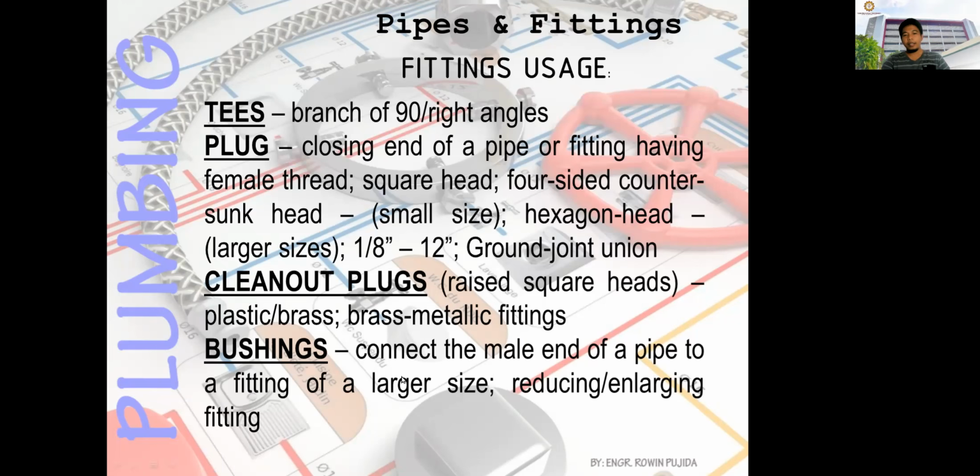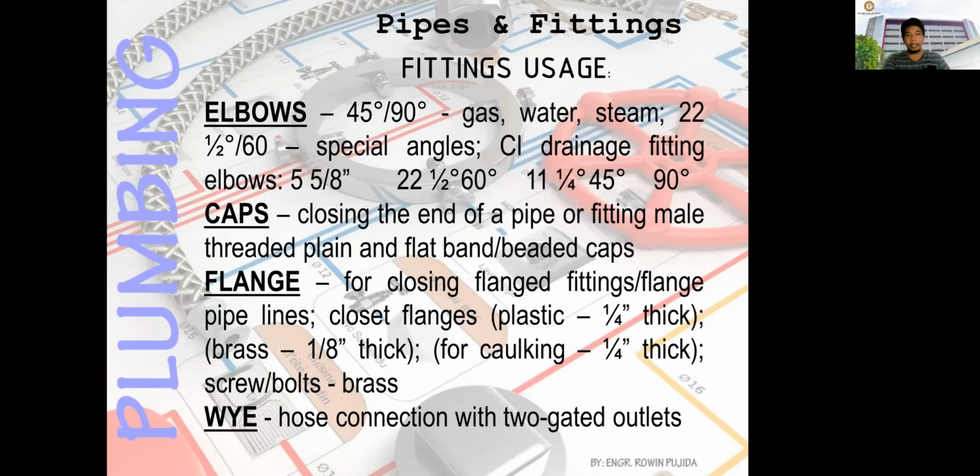Next is the bushing. The use of this is to connect the male end of the pipe to a fitting or a larger size pipe, so reducing or enlarging the fittings. Next is the elbow. You have 45 or 90 degrees elbow. You can use that in gas, water, or steam lines. Then you have 22 and 1/2 degrees to 60 degrees, that is a special angle. Then you have the cast iron drainage fitting elbows, or you have the bend 5 and 5/8 inches, 22 and 1/2 degrees to 60 degrees, and so on.